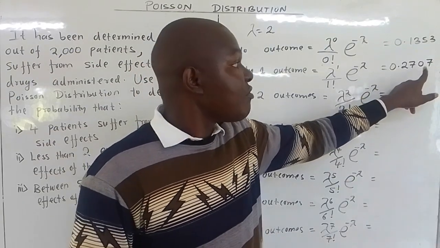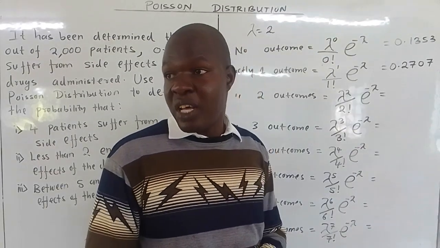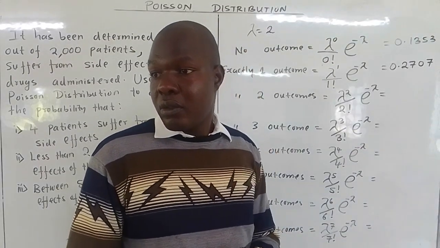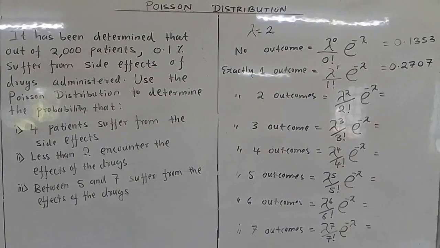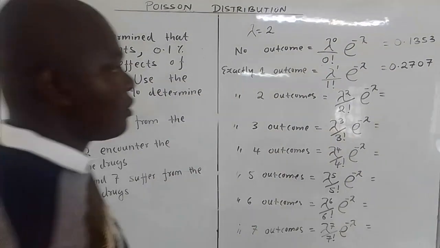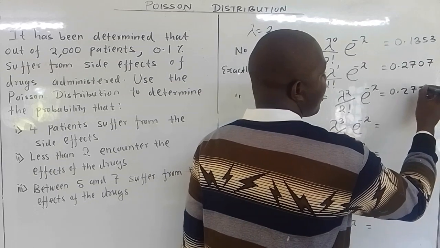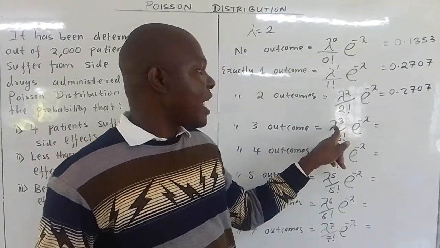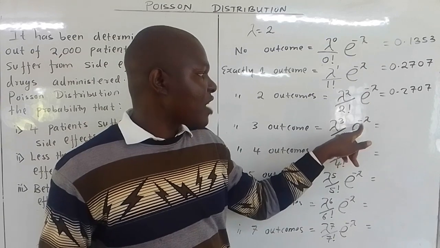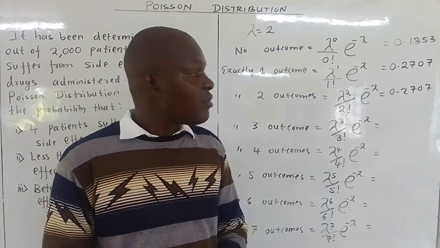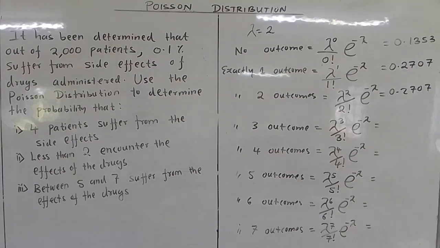Meaning you are using values, you should have gone maybe to 5 decimal places. They are just there. Why are you hiding that? 0.27067. And this one, when lambda is 2: 2 raised to power 3 over 3 factorial exponential negative 2. What do you have? 0.180.